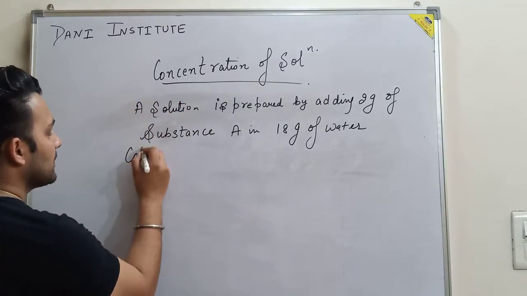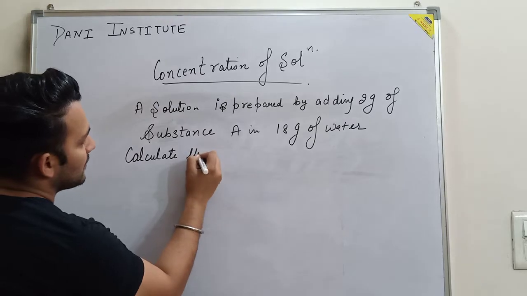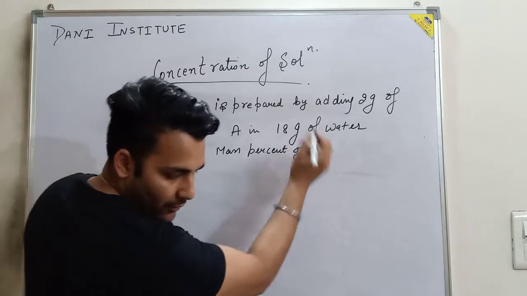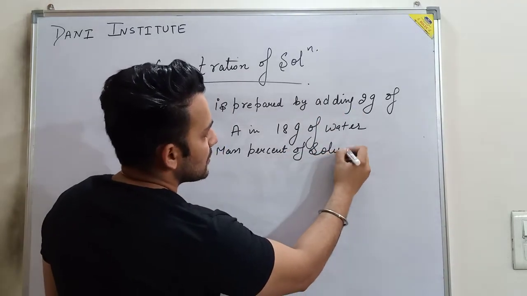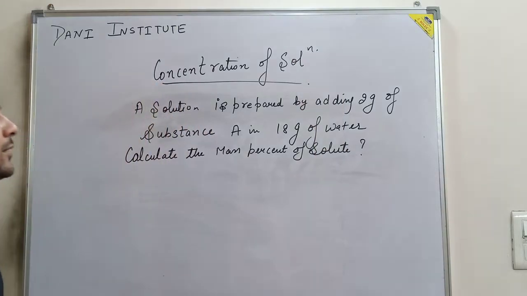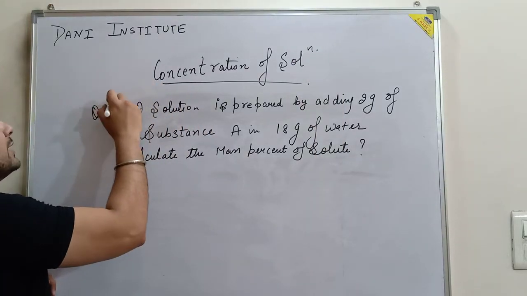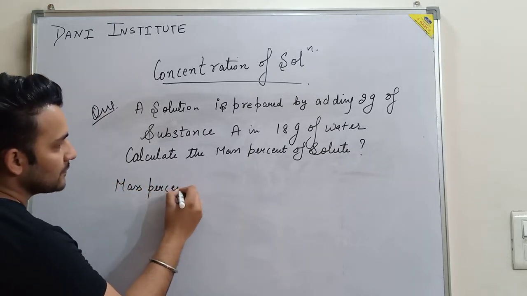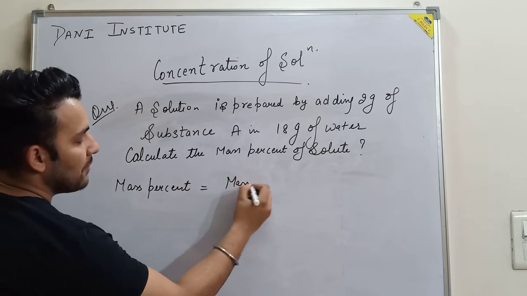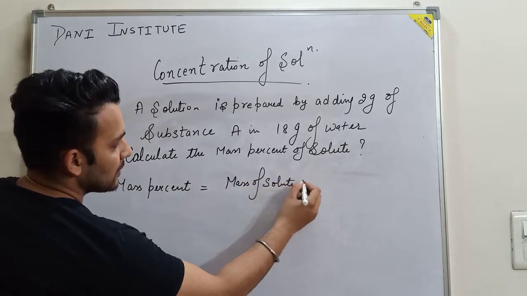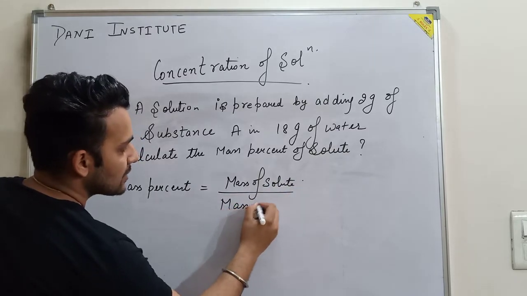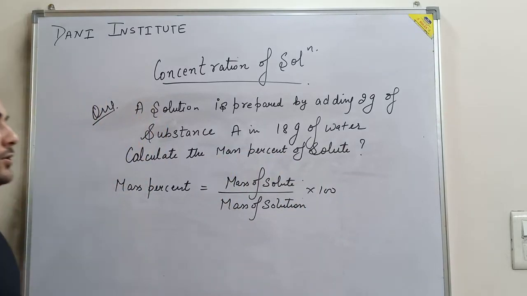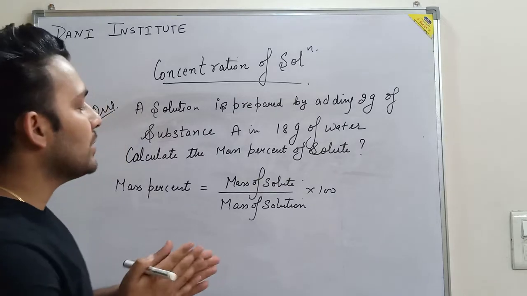Calculate the mass percent of solute. So this is the numerical. In this numerical you have to apply the formula that we have done, that is related with the mass percent: mass percent is equal to mass of solute divided by mass of solution into 100.